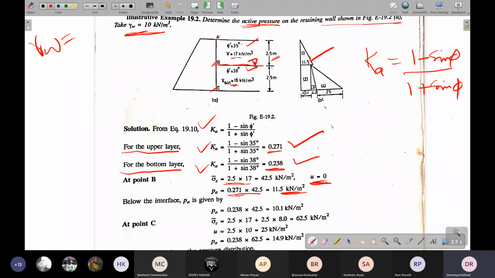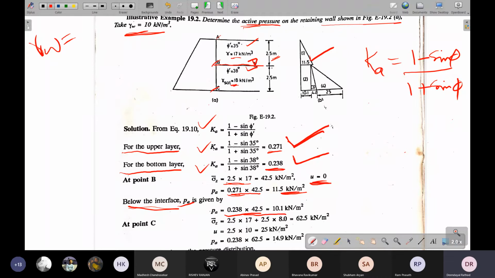When PA can be found as the upper layer, at the interface that is touching the other soil, what these people have done is divide it into two phases, below interface and upper interface. Whatever we have done for the upper interface, then for below interface, you calculate with this 0.28. First we use this one, then use this one.